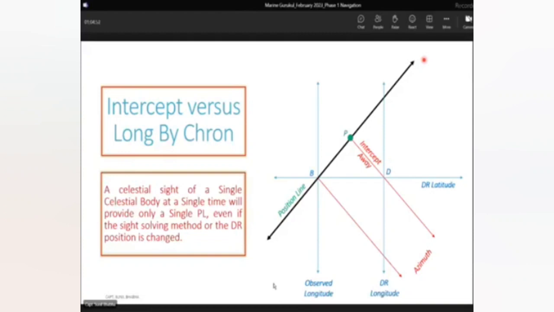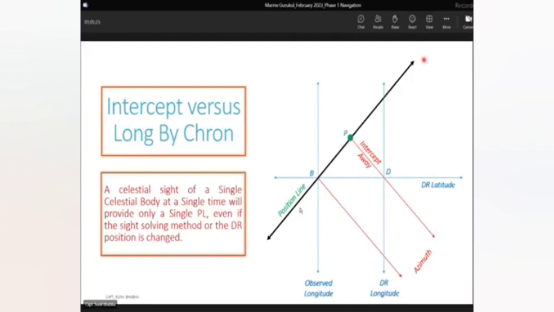So that position P will be a fix, right? No, beta. We are only obtaining one single position line, whichever method we are using here, longitude by chronometer or intercept. For a fix, we need two PLs. So for finding the fix, we need to have another PL, and wherever they intersect, that would be the fix. Okay. If there was one more body and another longitude by chronometer, then that P would have been a fix. Right, beta. That's right.